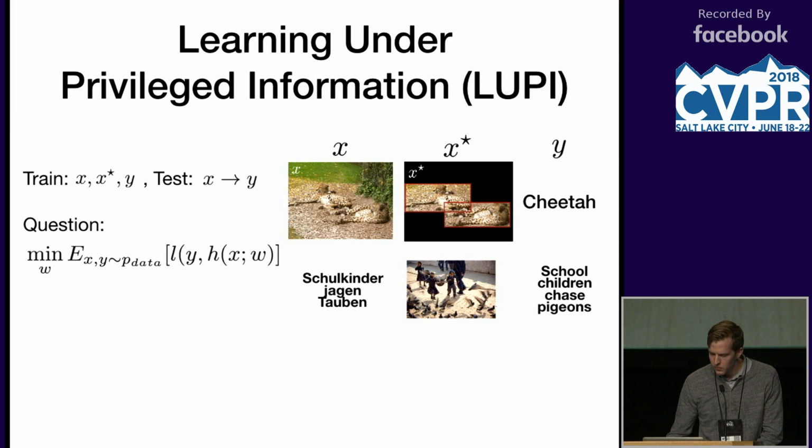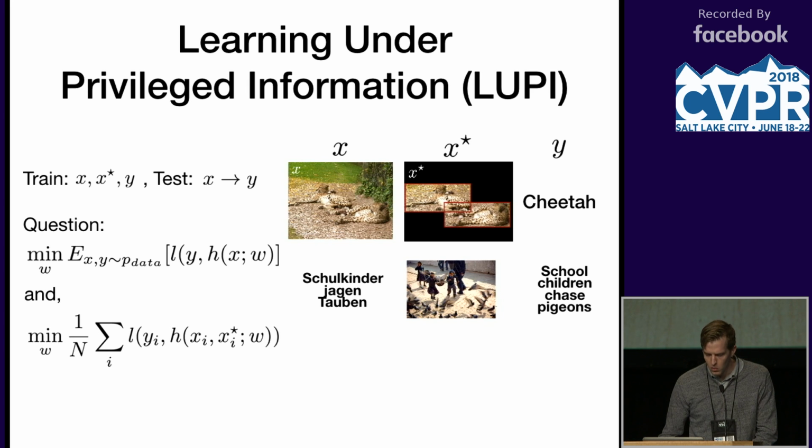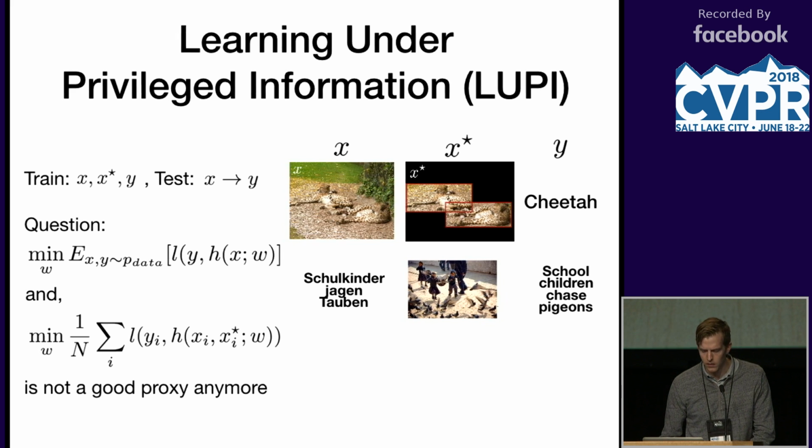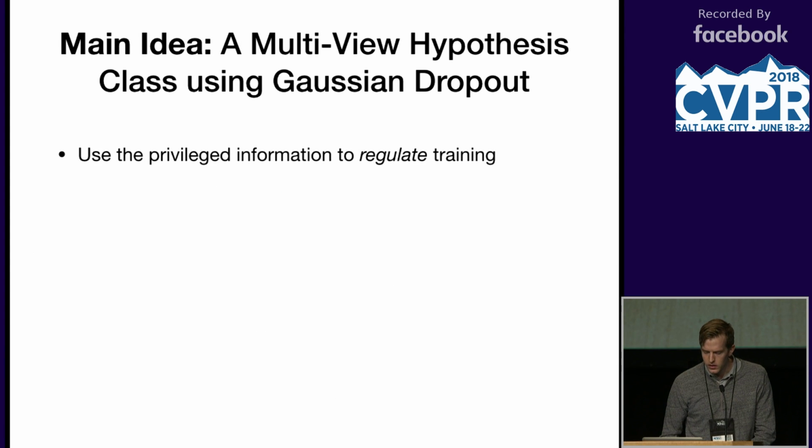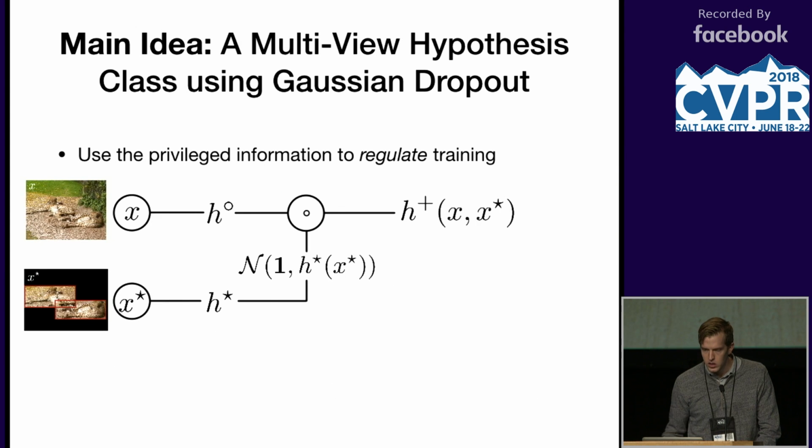The first equation describes what many have done, where we only use XY tuples and ignore the privileged information, which is quite wasteful. The second equation here is unsuitable. Always using the privileged information as a rigid model input will fail since we don't have it at test time. Our main idea is to use the privileged information as an input, along with a multi-view hypothesis class, specifically with two views of the data. One view, H naught, shown on top, accepts X, another view, H star, shown at the bottom, accepts X star. We follow Bayesian learning, and our network makes a Bayes optimal decision at test time via marginalization over the distribution of privileged information.